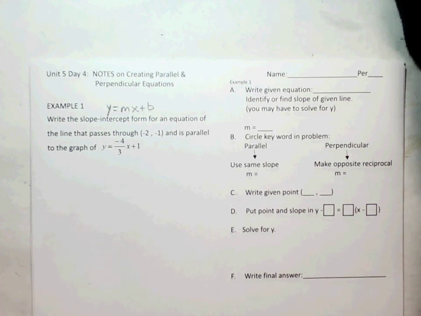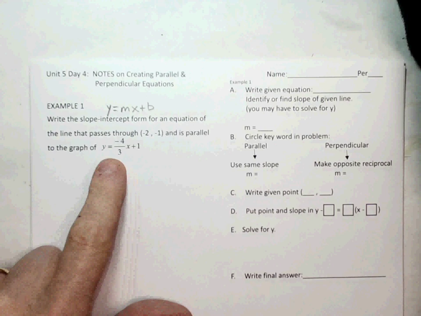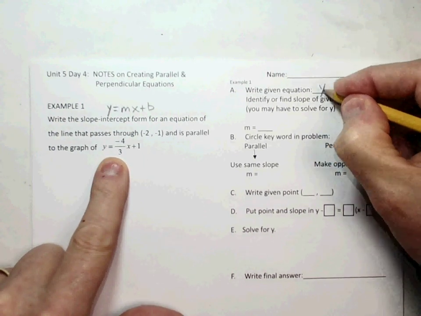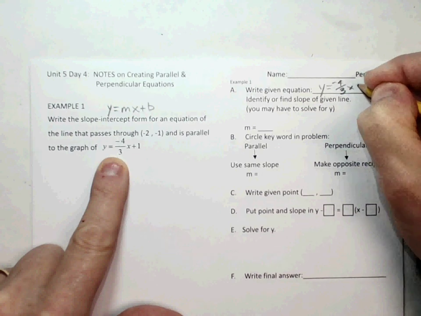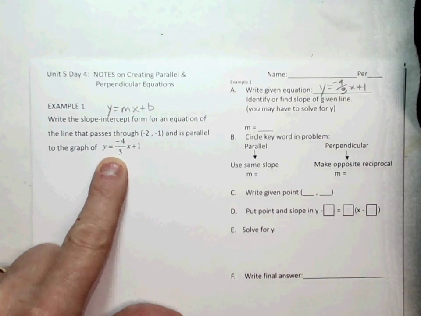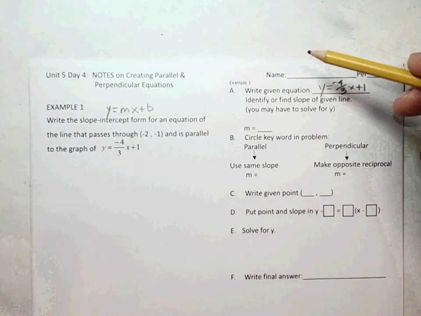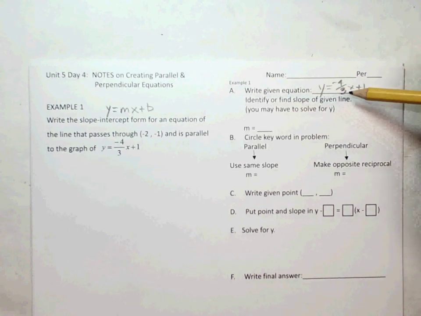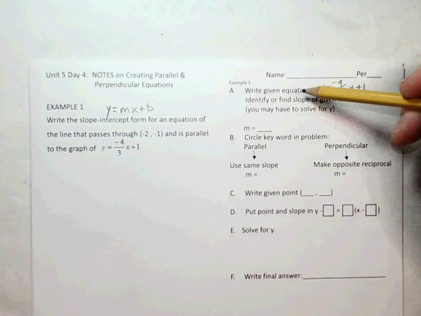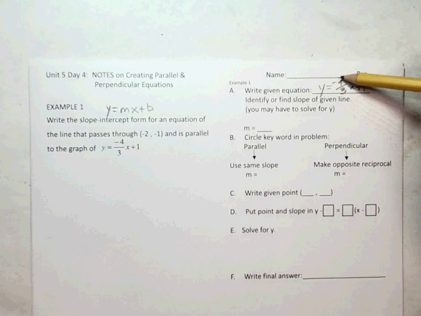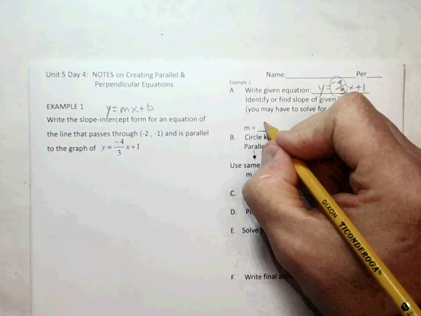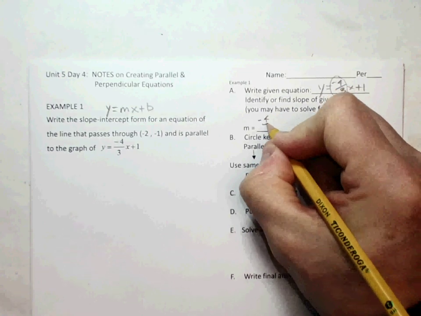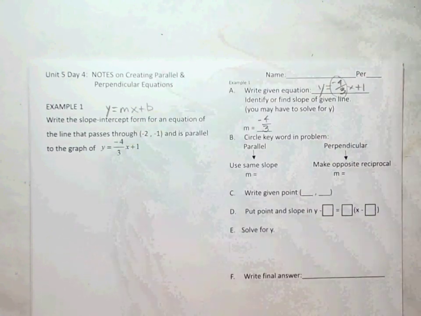Hopefully it helps. So the first step is to write the equation that we're given. So we're going to go y is equal to -4/3 x plus 1. Now, it tells us to identify or find the slope of the given line. If it's solved for y, like this one is, it's going to be very easy. There's my slope in front of the x. So I'm going to write that down. That's the slope that we have from the problem.